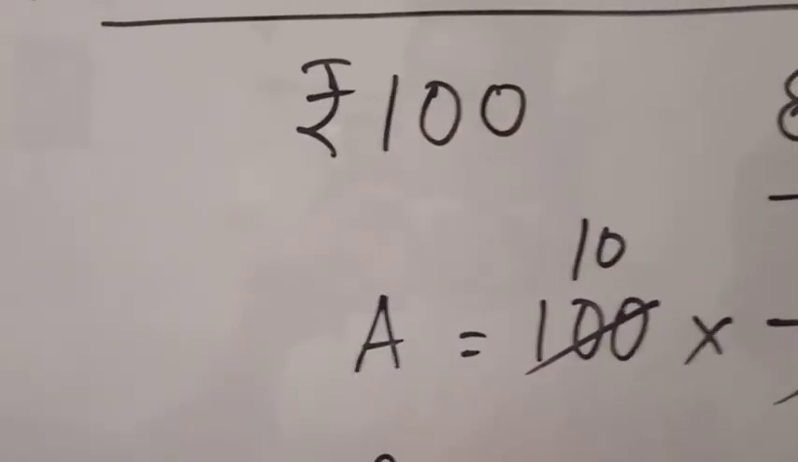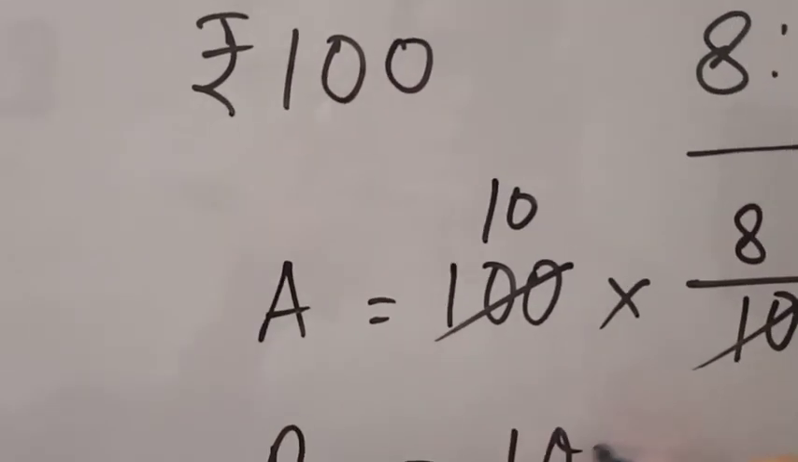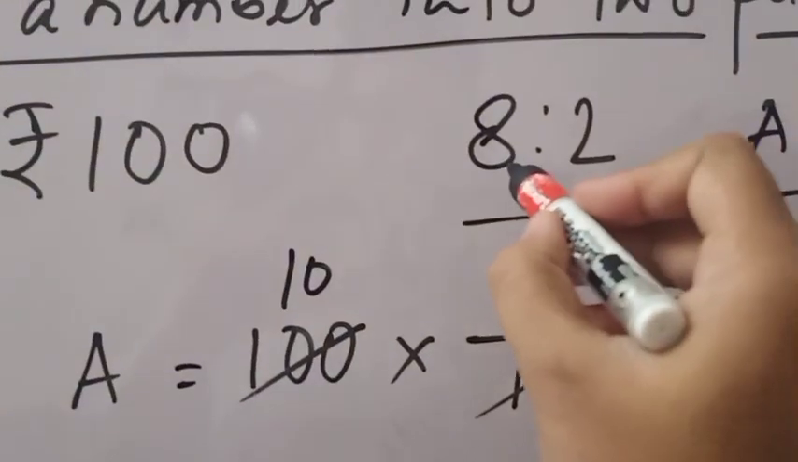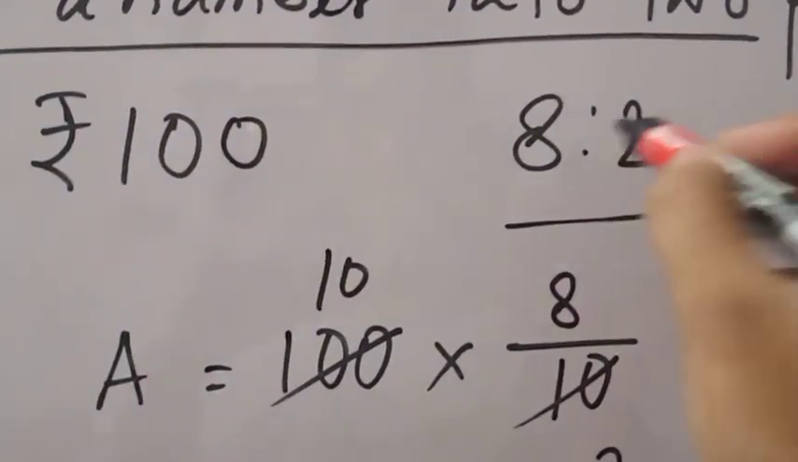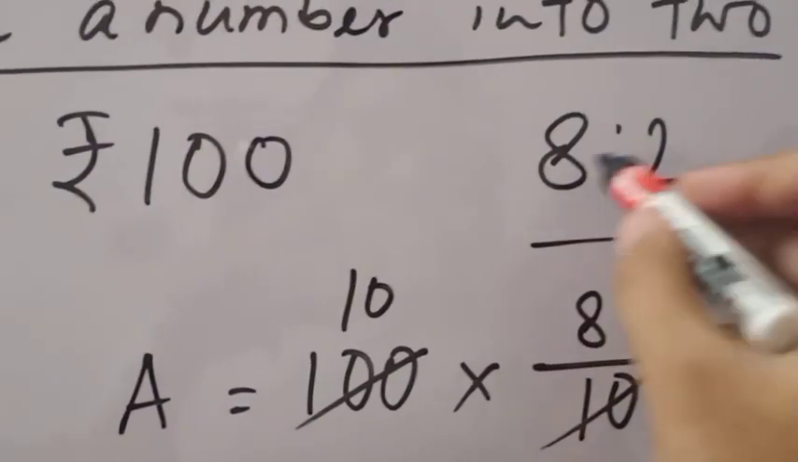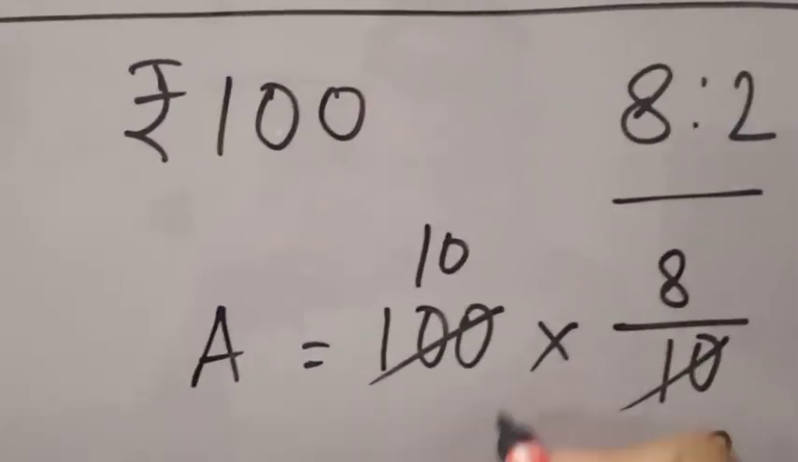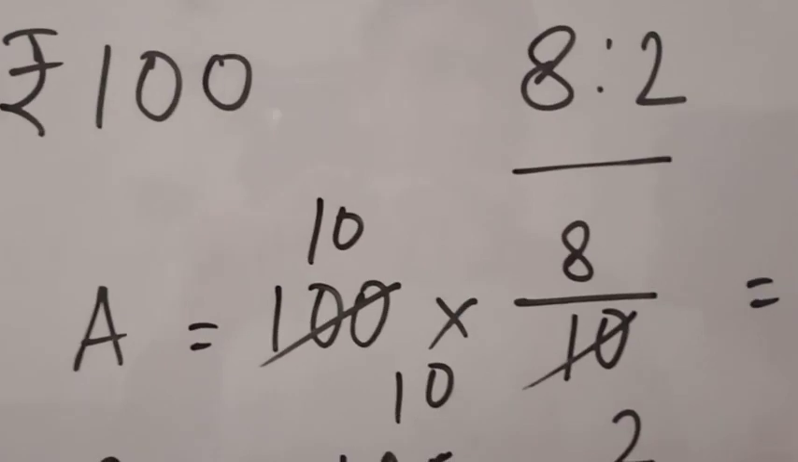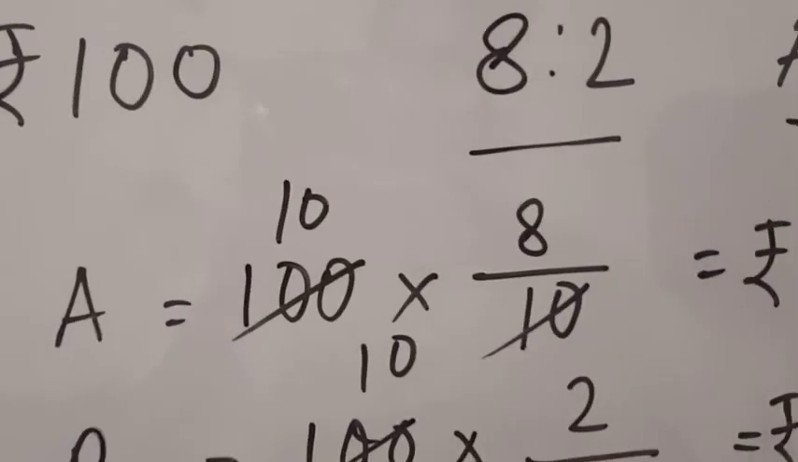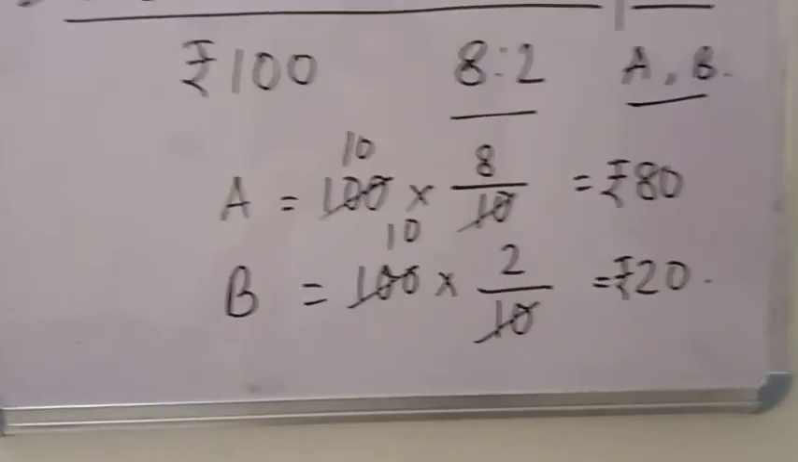And for B, 100 into 2 by 10. Why 10? Because you have to add the ratios. You have to add the ratios, the sum of the terms. So this is 10. That means 20. So A got rupees 80 and B got rupees 20 here.